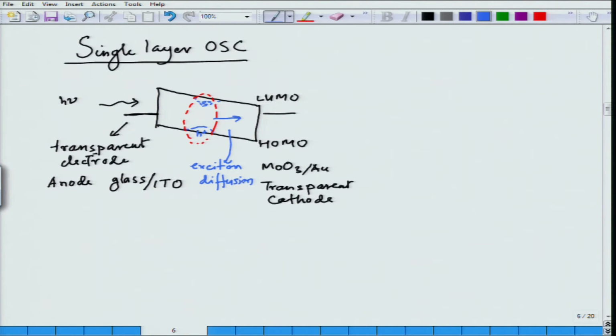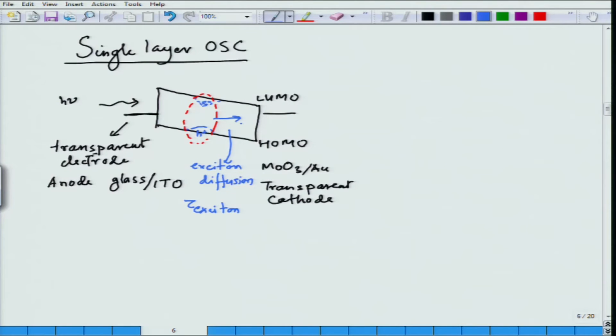And depending on the exciton lifetime, which basically means the electron and hole pairs combine before dissociating and the exciton is lost. So, if the lifetime of the exciton is very small, then there will not be appreciable diffusion. So, we need to make sure that the diffusion length is calculated for a given exciton.